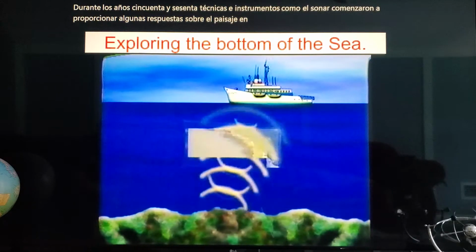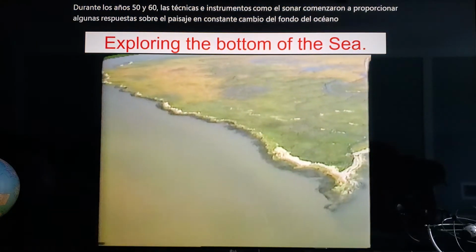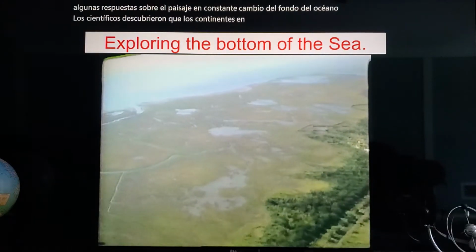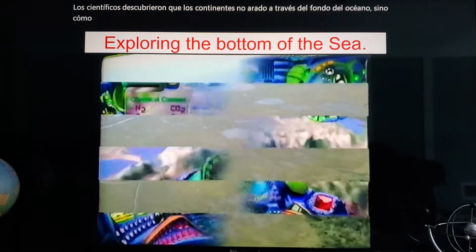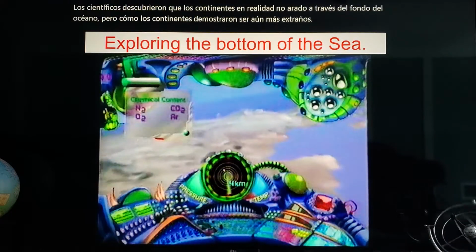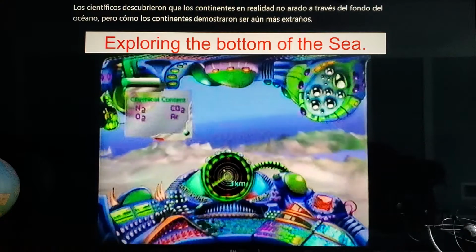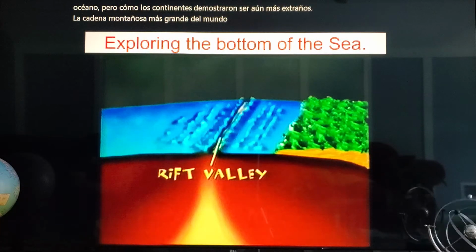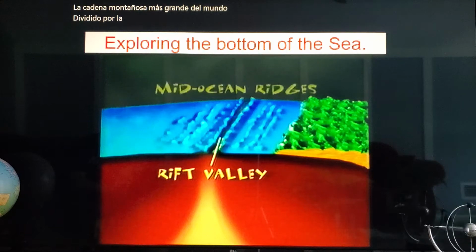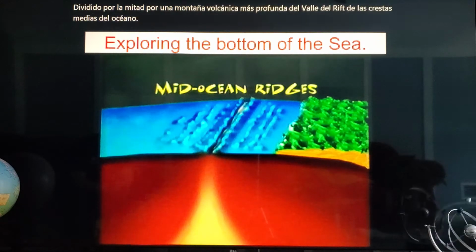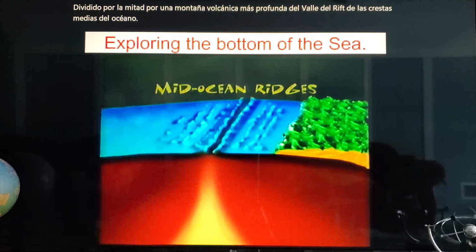One thing scientists found is that continents don't actually plow through the ocean floor, but how the continents do move proved to be even stranger. New mapping techniques revealed that the ocean floor is home to the largest mountain chain in the world, the mid-ocean ridges. Divided in half by a deep rift valley, the volcanic mountains of the mid-ocean ridges are one of the 3 zones of earthquake and volcano activity on Earth.